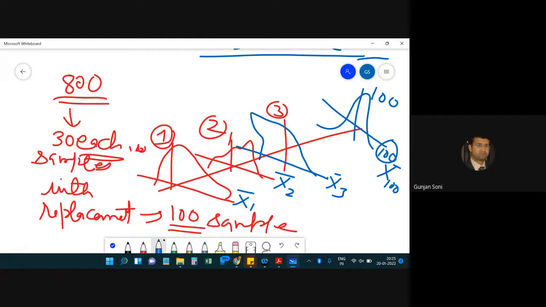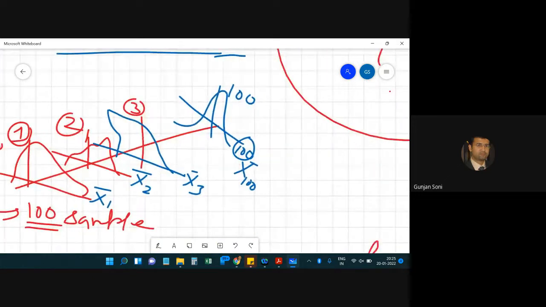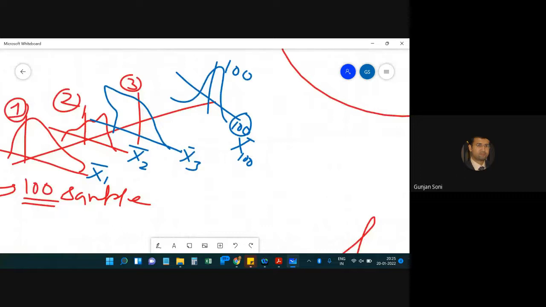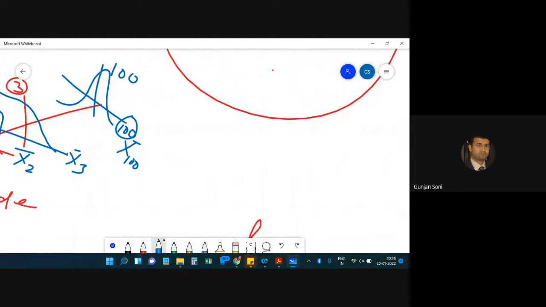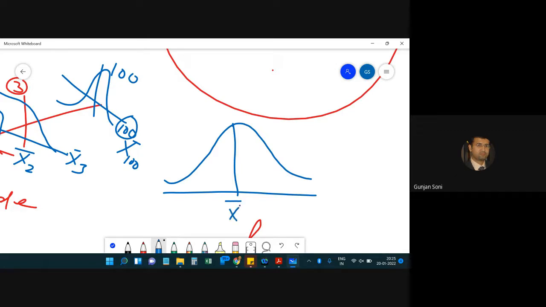So for 100 samples, we've got different distributions. Now with these 100 distributions, we've got 100 means. Now I can make a frequency distribution for these 100 means like this, let's say. So I can make a frequency distribution of how these means are distributed. So these means will be perfectly normally distributed. This is the central limit theorem. Here it will be x double bar.